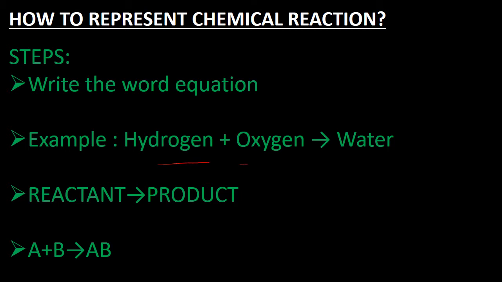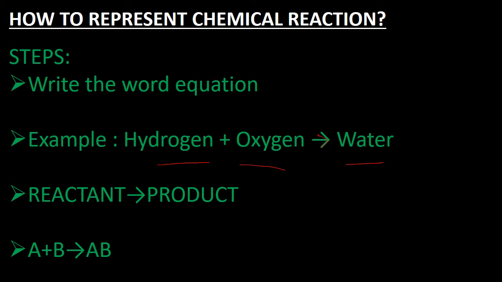Hydrogen plus oxygen gives water. What I have done here is write the reactants on the left hand side and the product on the right hand side, and both are connected with an arrow mark. The arrowhead always points towards the product. That means it gives the direction of a reaction. So hydrogen combines with oxygen to form water.